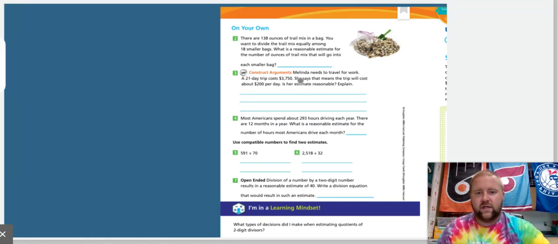So number 3 says Melinda needs to travel for work. A 21-day trip costs $3,750. She says that means the trip will cost about $200 per day. Is her estimate reasonable? Well, let's talk about it. We've got $3,750, and we're dividing it by 21.